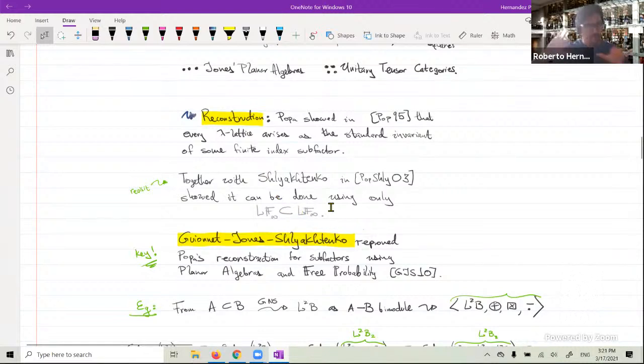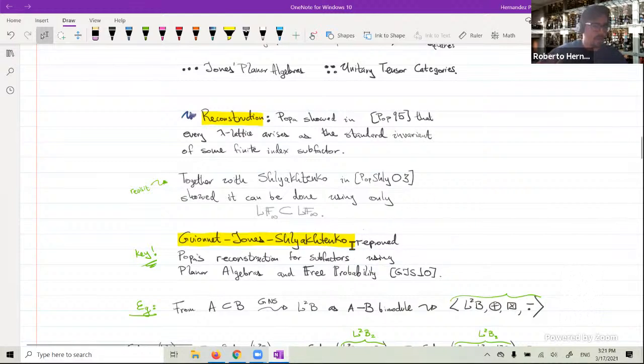Now, if this is all kind of out of your orbit, don't worry too much about this, put it on the back of your mind. We will revisit these results and perhaps reinterpret them in a more accessible language for us. Now, what's really key for us is Guionnet, Jones and Shlyakhtenko's reproving Popa's reconstruction theorem, but now instead of relying on functional analysis, what they used is planar algebras and free probability. And this will be key for us.